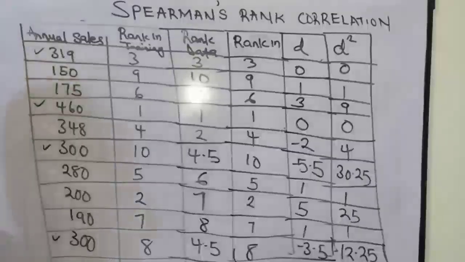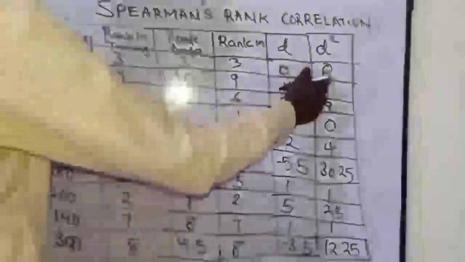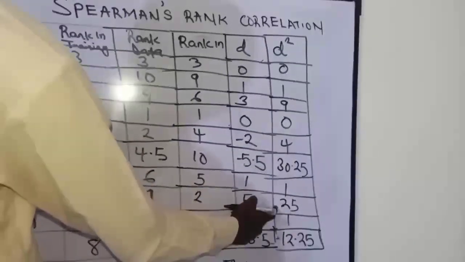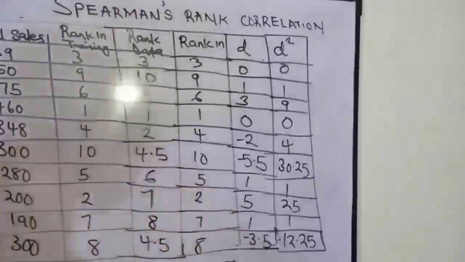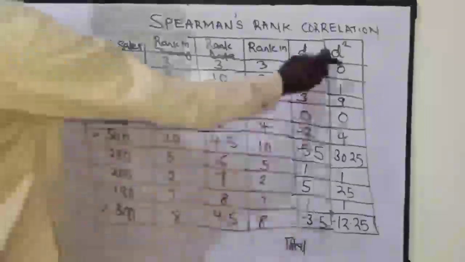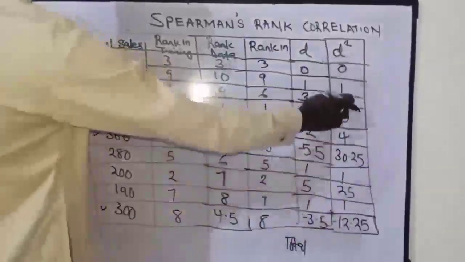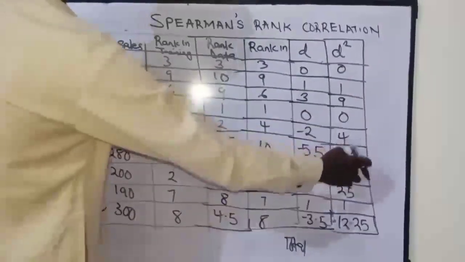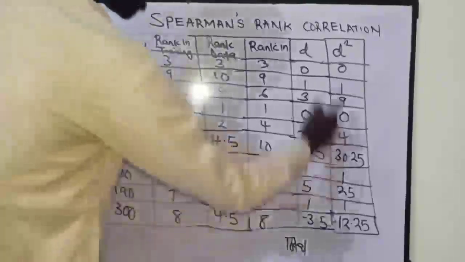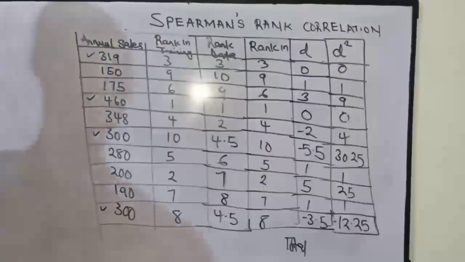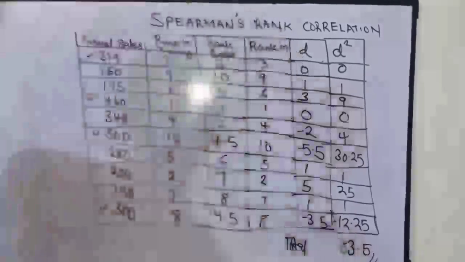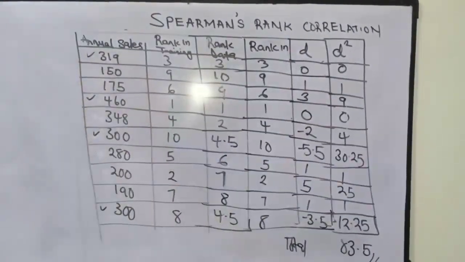I'm going to add everything together: 0 plus 1 plus 9 plus 0 plus 4 plus 30.25 plus 1 plus 25 plus 1 plus 12.25. If you add your D square together, your final answer will be 83.5. So I'm going to input it back into the formula.